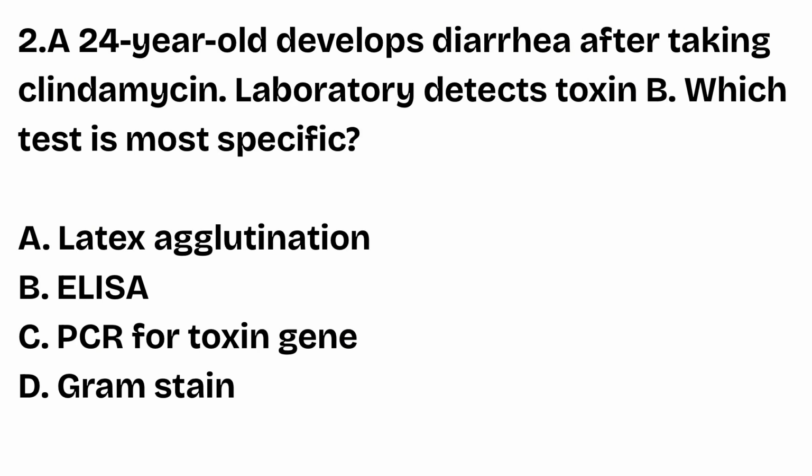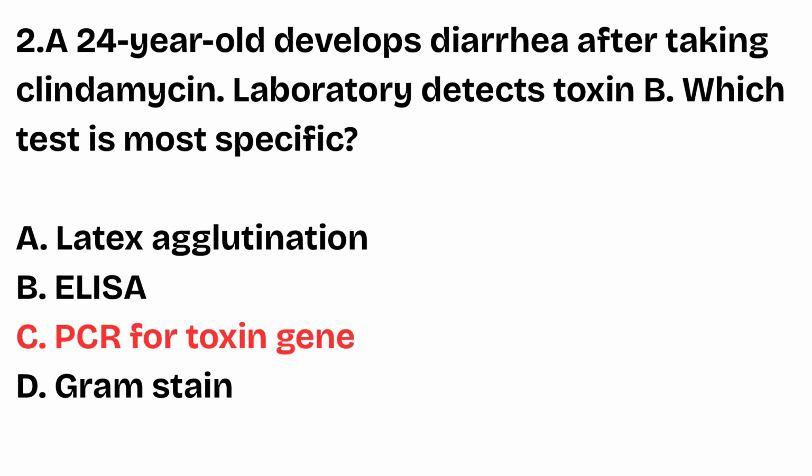Question number 2. A 24-year-old develops diarrhea after taking clindamycin. Laboratory detects toxin B. Which test is most specific? Latex agglutination, ELISA, PCR for toxin gene, Gram stain. The right answer is option C, PCR for toxin gene.